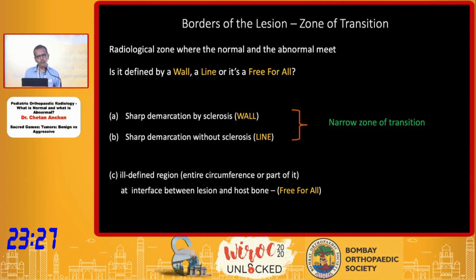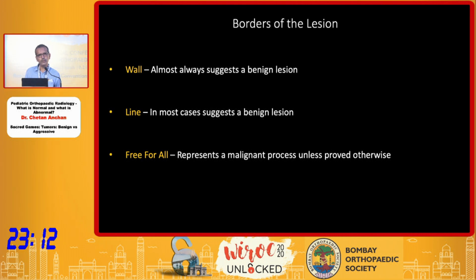So both the wall and the line are called a narrow zone of transition, whereas where it is totally ill-defined, that is called a wide zone of transition. So for all practical purposes, this is what we should know, whether the zone of transition is wide or whether it is narrow. All these narrow zones of transition typically indicate a benign condition. So if it is a wall where there is sclerosis in the zone of transition, it is almost always suggestive of a benign lesion. If it is just a line, in most cases it still suggests a benign lesion. And where it is wide, it definitely represents an aggressive process, and most likely it is a malignant condition.